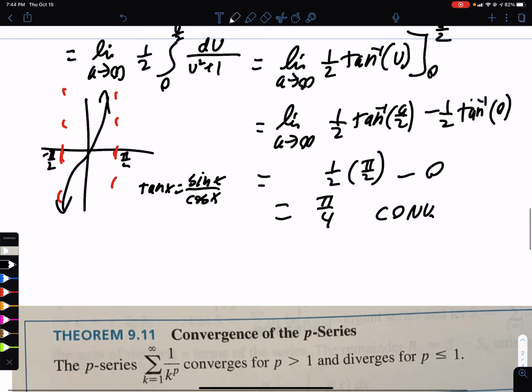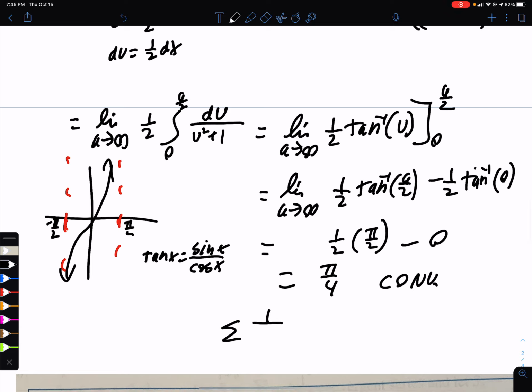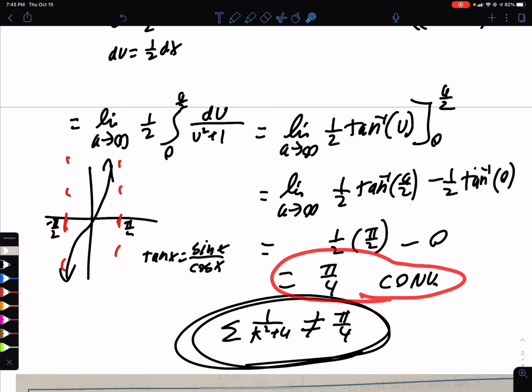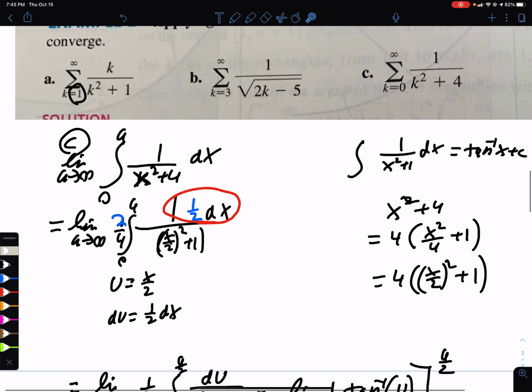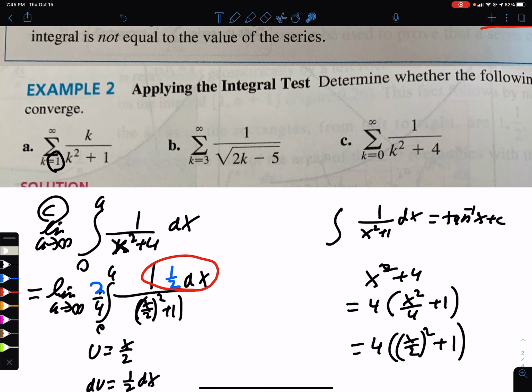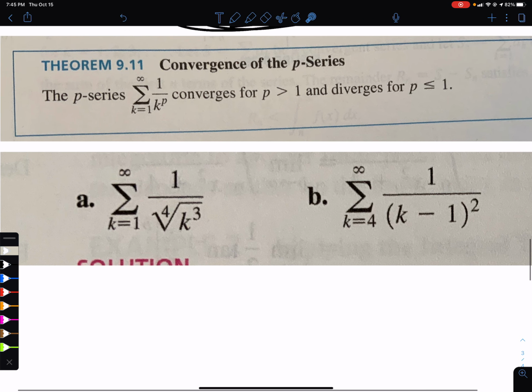Now, a side note and a reminder. This series, let me get the original, 1 over k squared plus 4, does not equal pi over 4. Just because the integral approaches pi over 4 doesn't mean the series approaches pi over 4. Don't make that mistake. I could probably give you a good argument for this. Should I? I'm not going to do it right now. We'll approach it at some point. Maybe at the end of this video. We'll see how we feel.